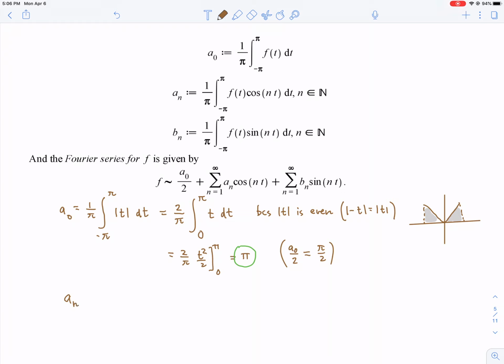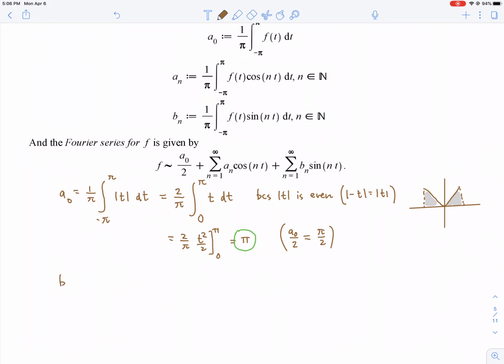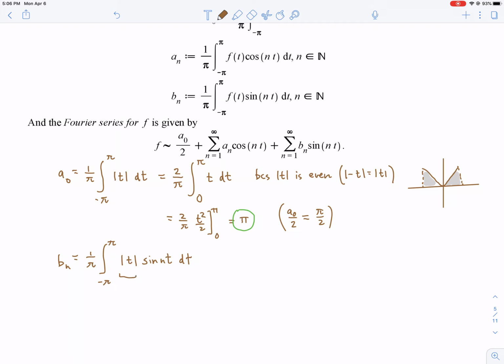Okay, a_n for n greater than or equal to 1: 1 over pi, integral from minus pi... Oh, let's do the b_n's first. b_n is 1 over pi, the integral from minus pi to pi of absolute value of t times sine nt dt. Well, absolute value of t is even.